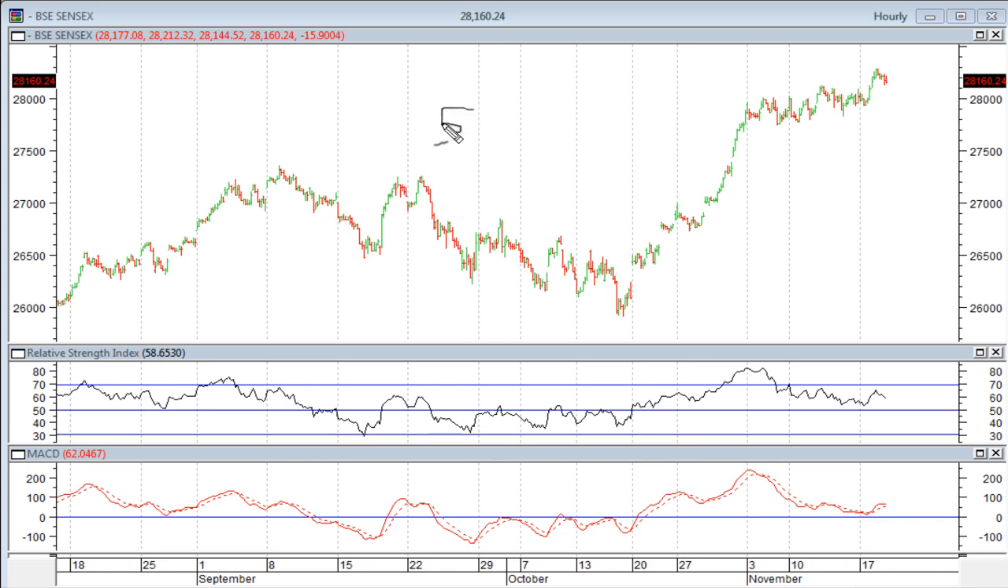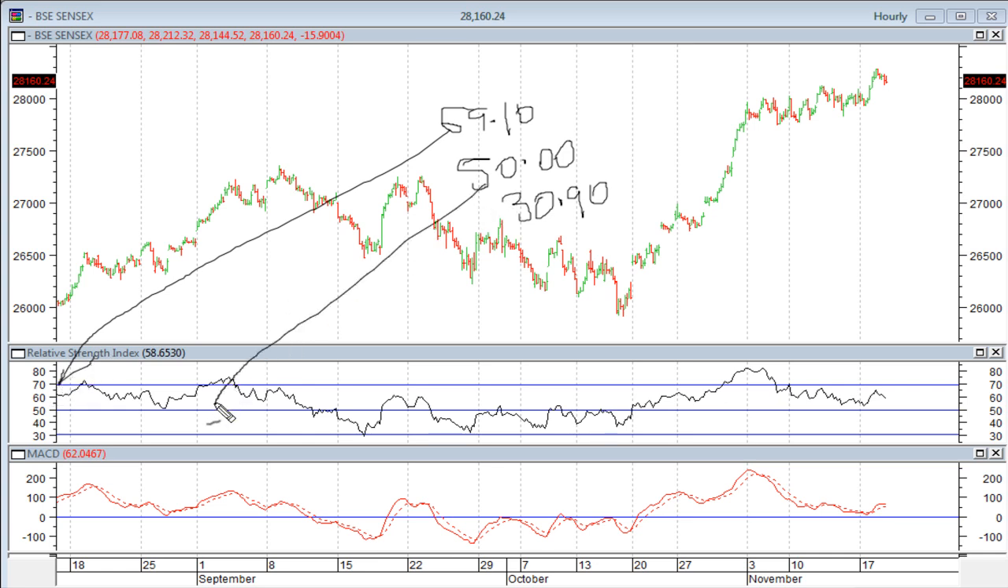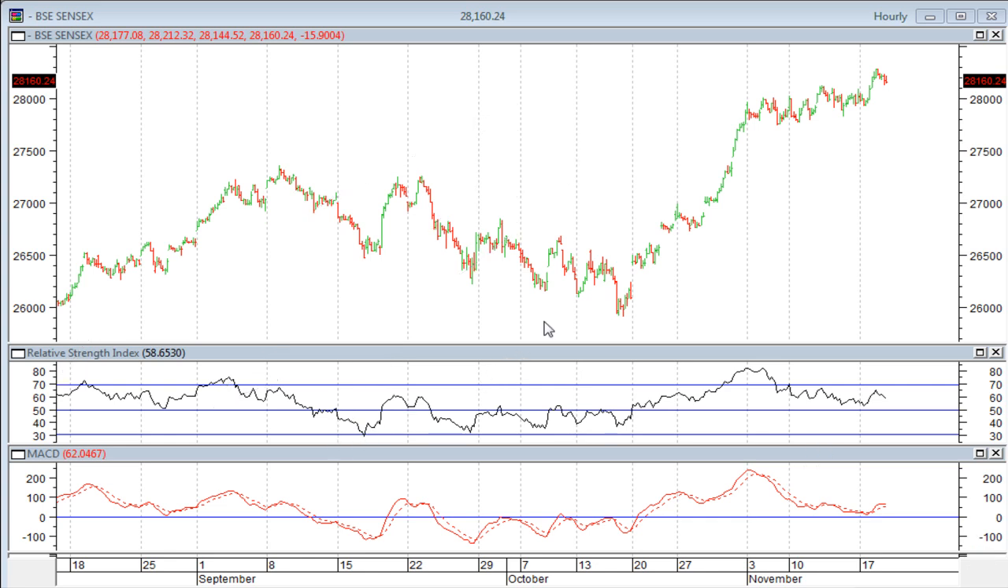numbers: 69.1, 50. So these numbers are very critical, and 30.90. Now on Metastock, I have adjusted my RSI settings to reflect those numbers. This is exactly 69.1. Of course, this is 50. And of course, this is 30.90. So the lines you see there on the RSI are precisely where I would like them to be.